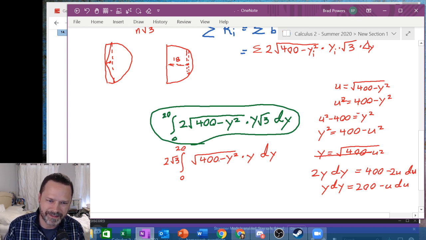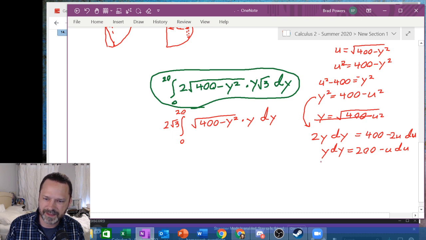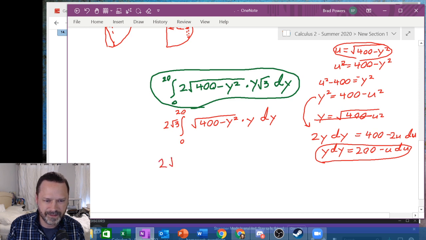So I said u is this whole mess, and I squared both sides. And if I square both sides and then take the derivative, I get 2u du. Oh, I'm sorry. Well, actually, I went here. So I solve for y squared. Take the derivative here, and you get 2y dy equals 400 minus 2u du. And I got my sub again. Sub y dy, and I can sub in u. I think I should be able to actually do this integral. 2 root 3.